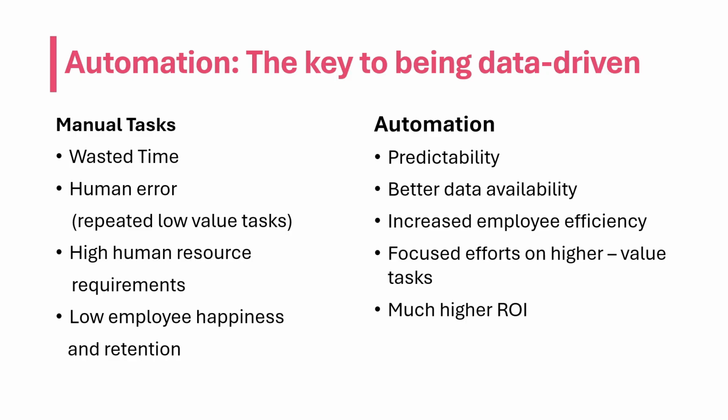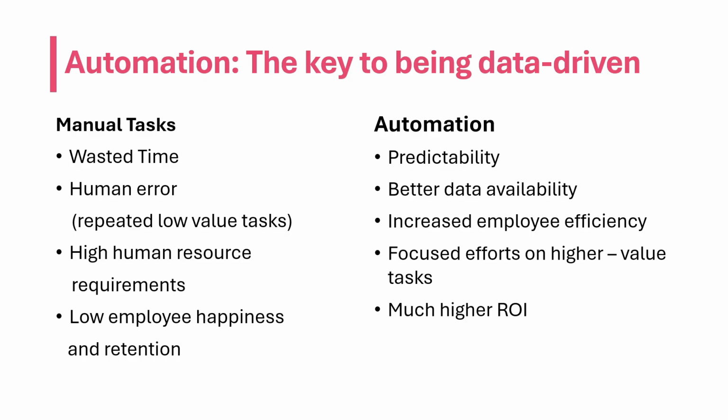On the other hand, if something is done automatically, everything becomes predictable. Also, there is smooth data availability, like you have better data availability, your data flows very smoothly between apps. Also it increases employee efficiency, as there is less chance of mistakes.